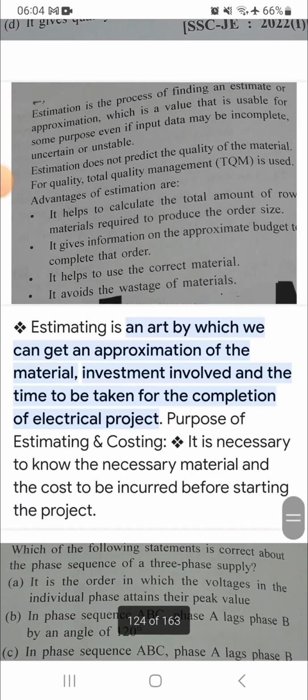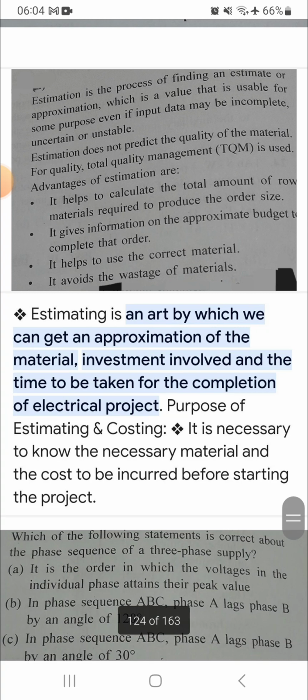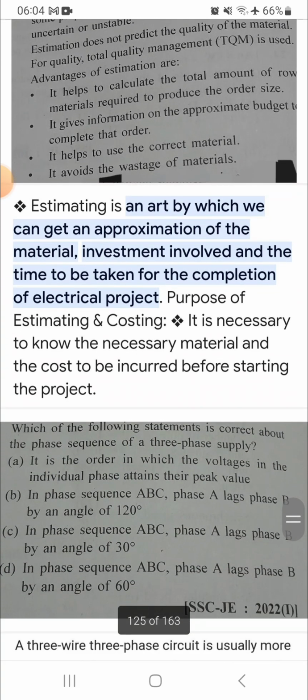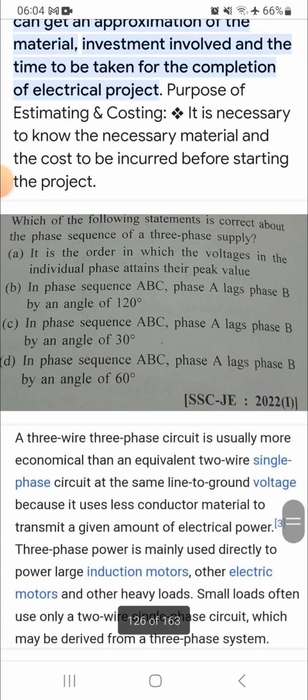Next one. Estimating is an art by which we can get an approximation of the material, investment involved and the time to be taken for the completion of the electrical project. Purpose of estimating and costing: it is necessary to know the necessary material and the cost to be incurred before starting the project.